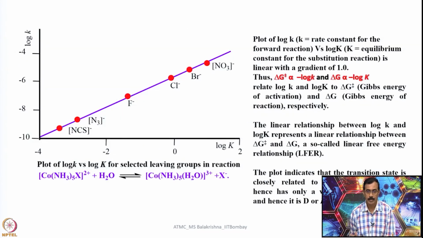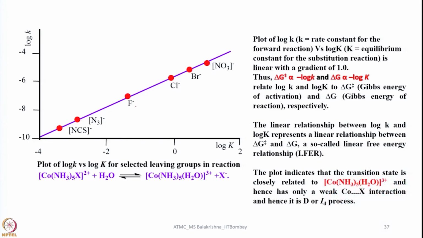You can see here this is linear for different entering groups. I am referring to this group here. A plot of log K, you should remember log K, what we have taken here, this is the rate constant for the forward reaction, and then what we have considered along the x axis, and if it is y axis, this is the equilibrium constant for the substitution reaction, is linear with gradient 1.